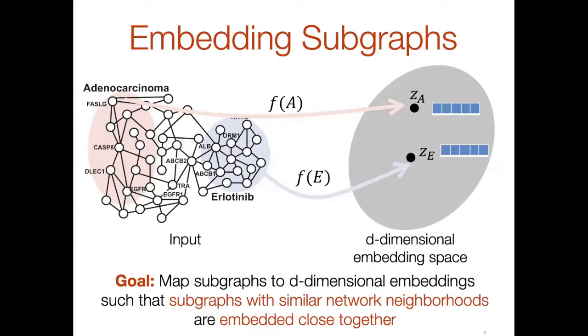that we are outlining here on the slide. And the goal of that function F is to really map subgraphs to this d-dimensional embedding space so that those subgraphs that are proximal in the network, that have similar topology and are similar in other aspects of graph structure, would be embedded close together as points in that embedding space.